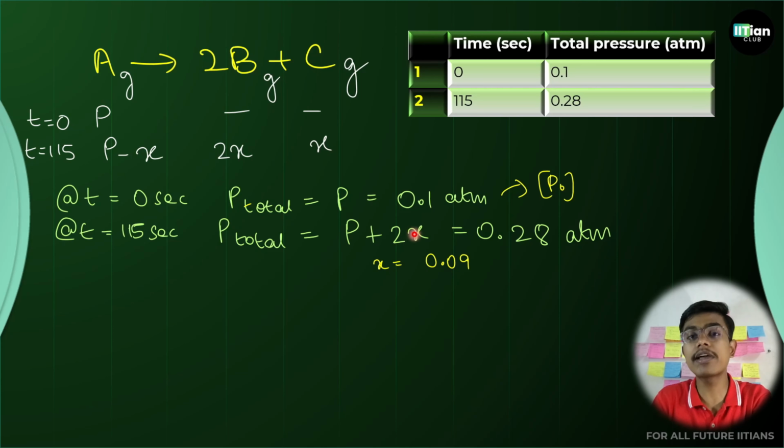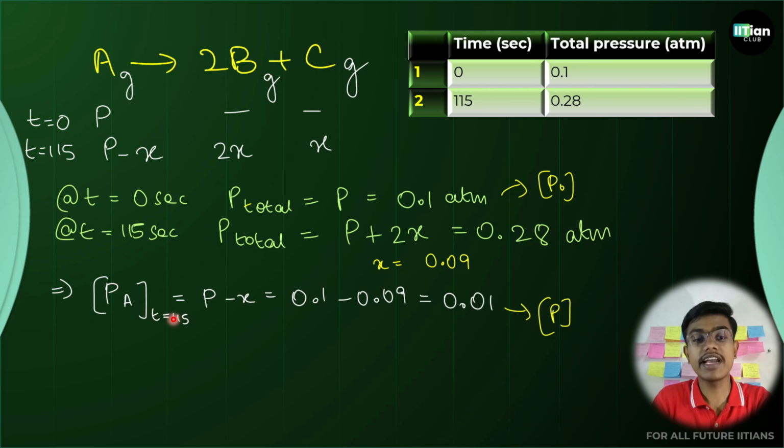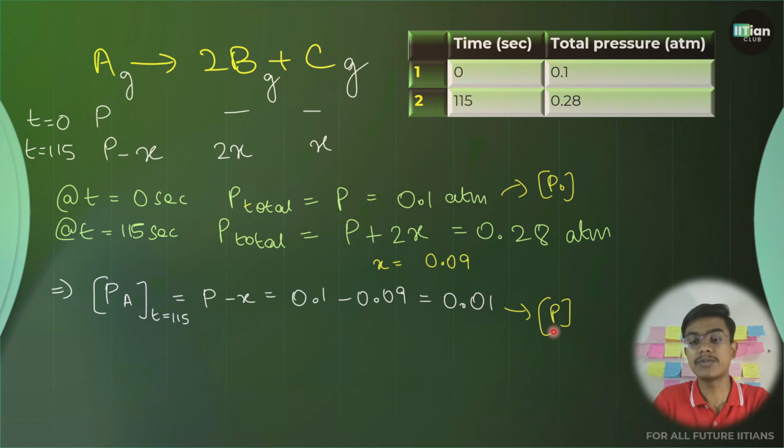So P plus 2X is equal to 0.28, not the pressure of A. So we'll be calculating X and we'll be calculating the pressure of A at time t equal to 115 seconds. Pressure of A at 115 seconds is P minus X. So when we substitute the X over here, we'll be getting 0.01 atm as the pressure of A at time t equal to 115.